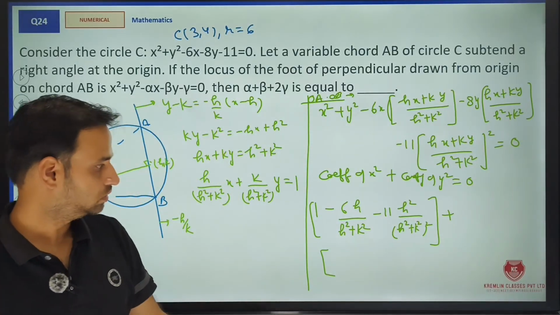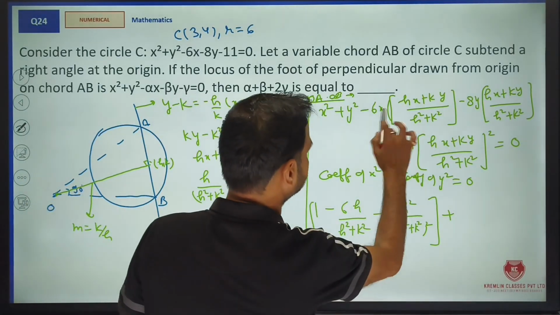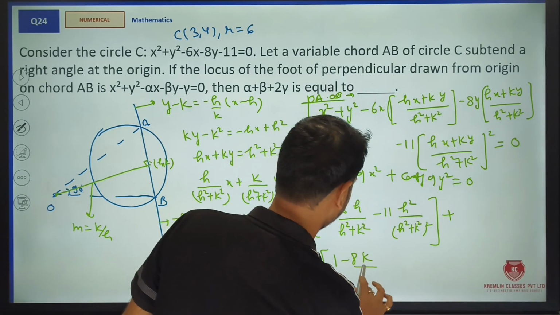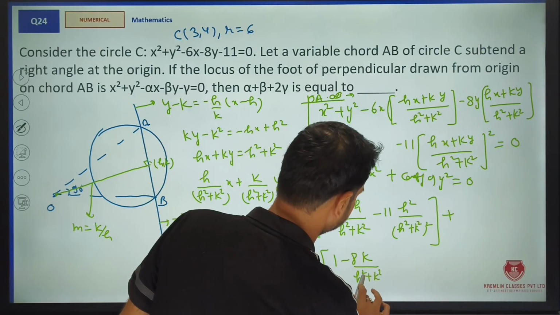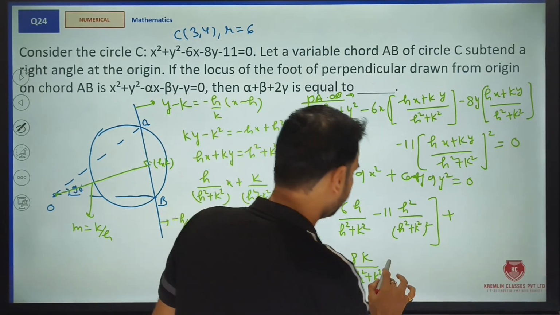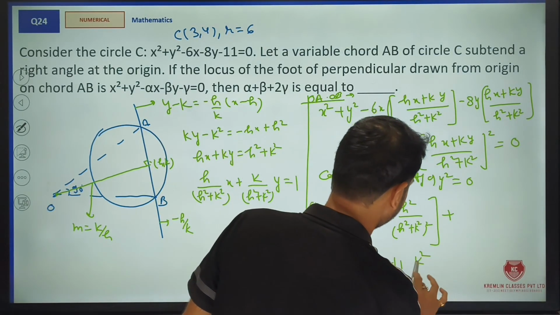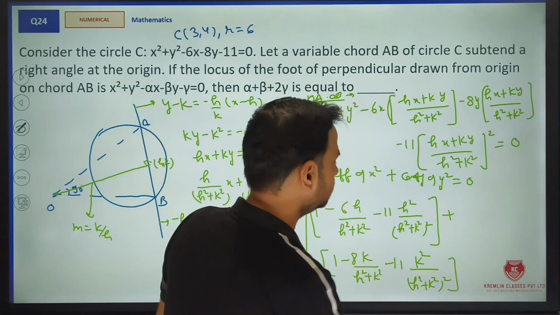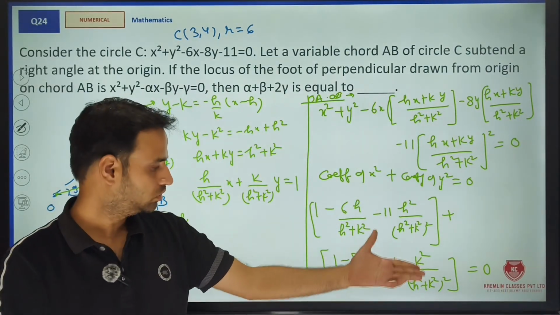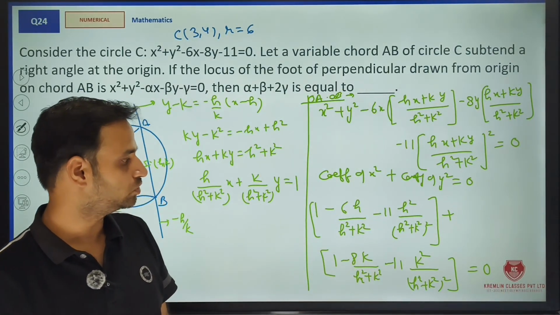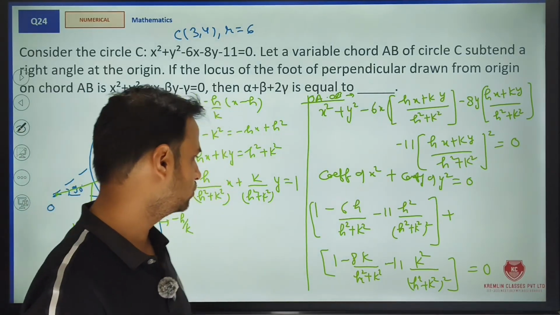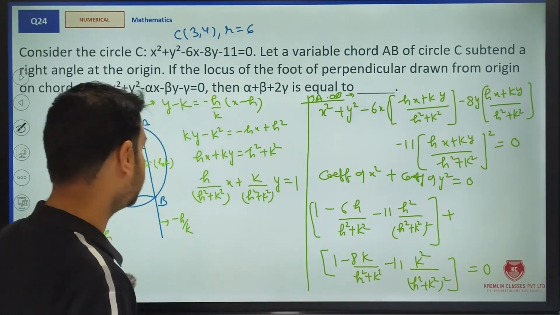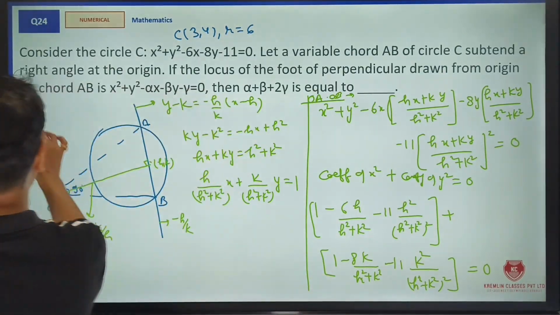I am writing it here. So again 1 minus 8k upon h square plus k square, minus 11 k square upon h square plus k square whole square. Okay, this is equal to 0. Coefficient of x square plus coefficient of y square should be equal to 0. So we have to now write it again and rearrange. We are rearranging it. It is 1 plus 1, 2. So we go to the next page.